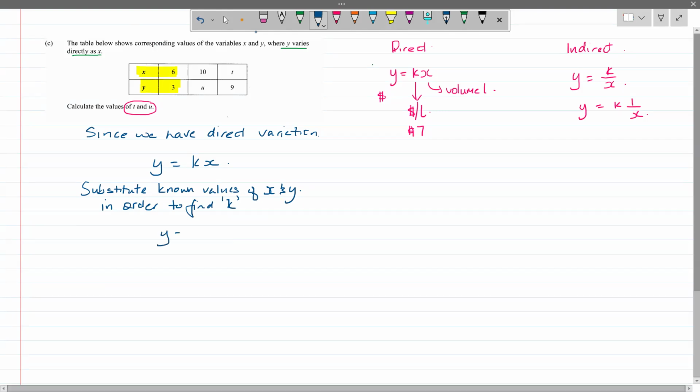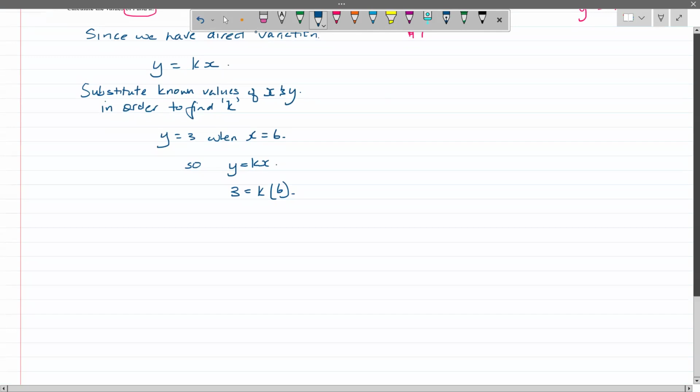So y is 3 when x is 6. So if we have y is equal to kx, we put y is 3 when x is 6. So if we want to solve for k now, K will be 3 over 6, and that will give us a half. Now that we know k, we could rewrite our formula. So we could say y is equal to a half x. So this is the way in which y is related to x, right? Y is always half of x.